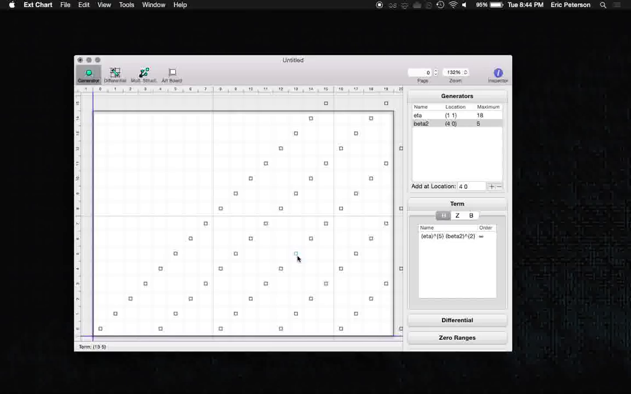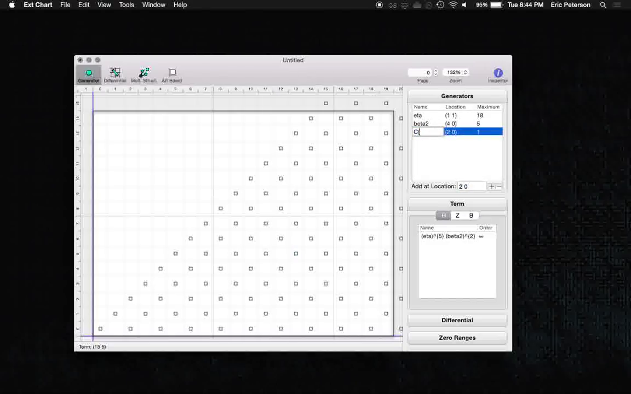Now, the E2 page of the spectral sequence isn't just a polynomial algebra, it's a polynomial algebra plus a relation. One way to inform Ext Chart of this relation is to introduce a bounding class or a coning class. So that's what I'm going to do. I'm going to stick a class in 2, 0. I'm going to give it a name, the cone on twice eta.